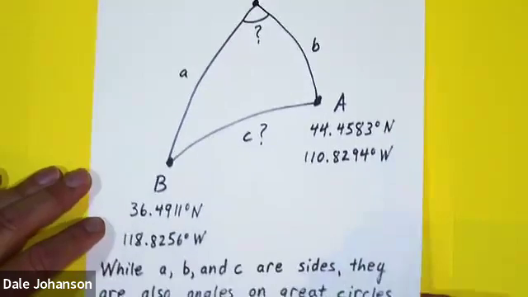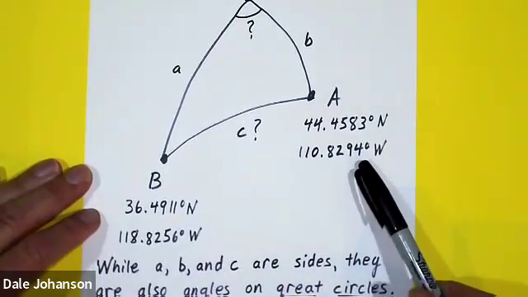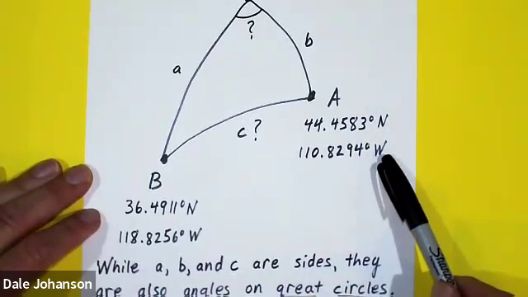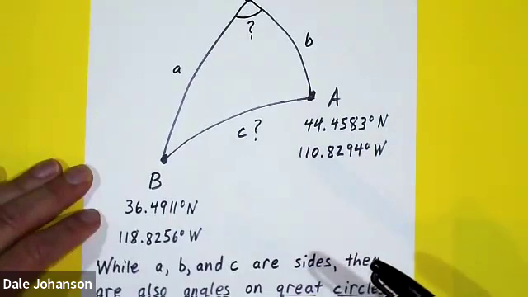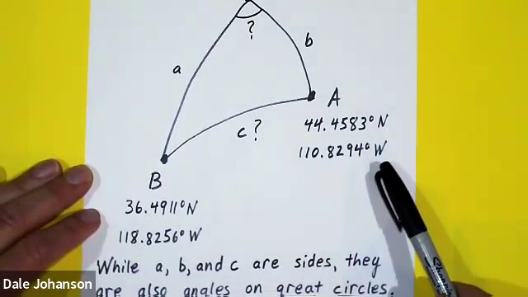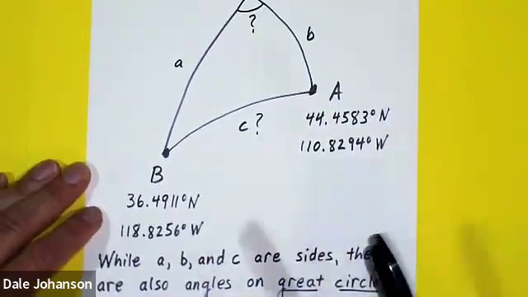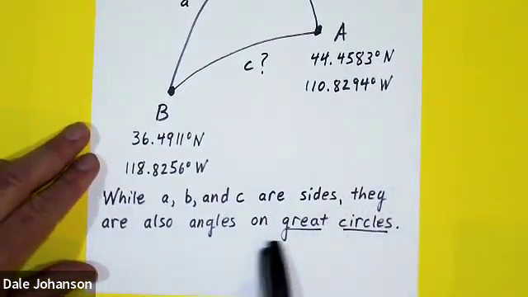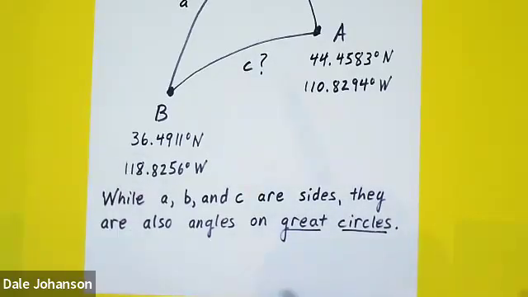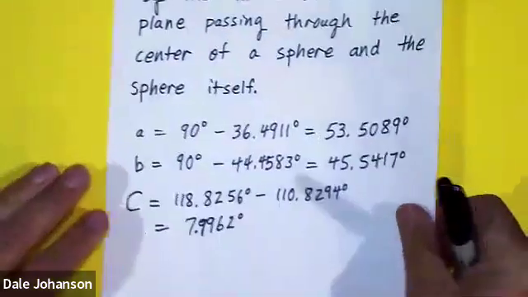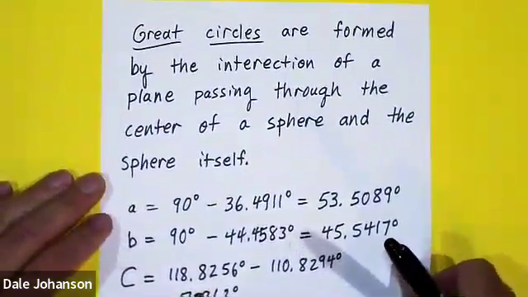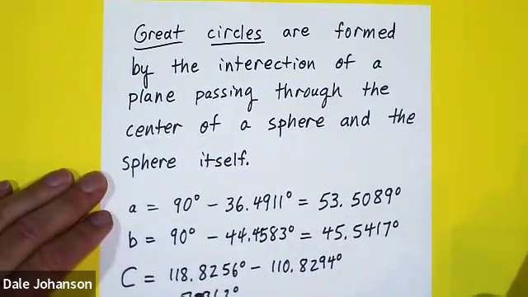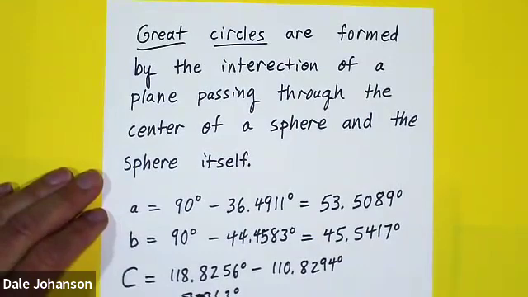But notice I have all of these angles now in degree decimal form, both the latitude and the longitude. Latitude goes north to south. Longitudes go from the east to the west as well. So, well, A, B, and C are sides. They are also angles on great circles. Now, what is a great circle, you may ask? Well, imagine you have a sphere, like a basketball, for example. Imagine you have a plane, like a piece of paper. And imagine, if you will, that you can take that piece of paper and slide it right through the basketball. The basketball doesn't deflate. You can see where the two intersect.